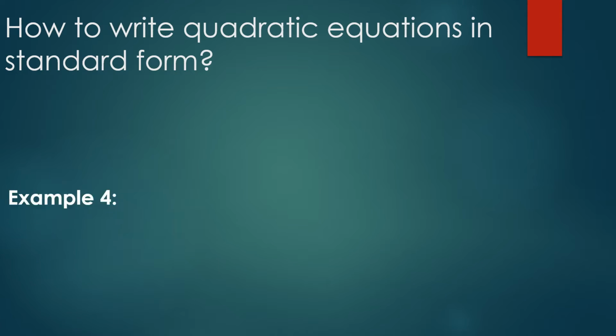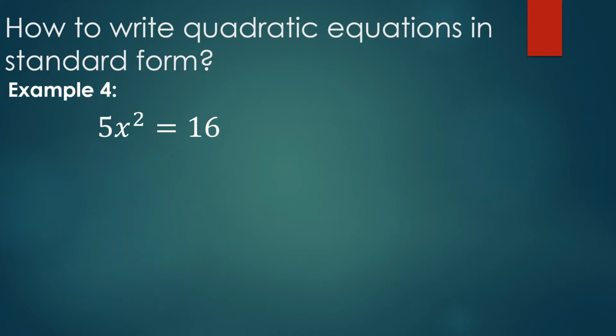Let us have example number 4. 5x squared is equal to 16. Is the given quadratic equation already written in standard form, or does it follow the form ax squared plus bx plus c is equal to 0? Not yet, right? Okay. For us to write this quadratic equation in standard form, we have to make the right side of the equation equal to 0. How are we going to do that? It is by adding the opposite of 16, which is negative 16.